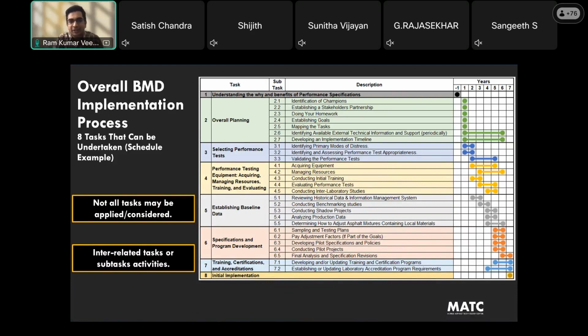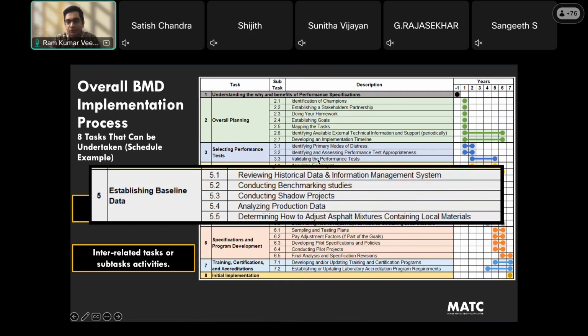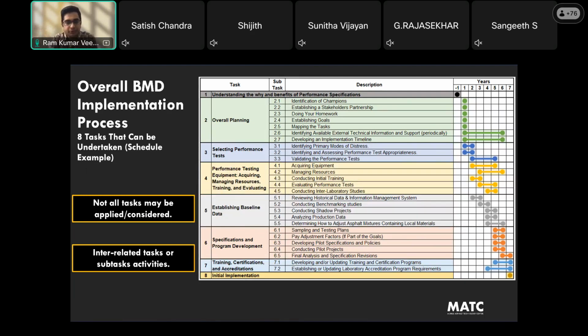So the first year you would see from this Gantt chart is the initial stage. Each of these tasks would take somewhere between a year to almost 5 to 6 years. And by the time you get to the overall implementation, it's probably about 7 to 8 years. So this Gantt chart provides the overall implementation process, and not all processes may be considered for this balanced mix design.